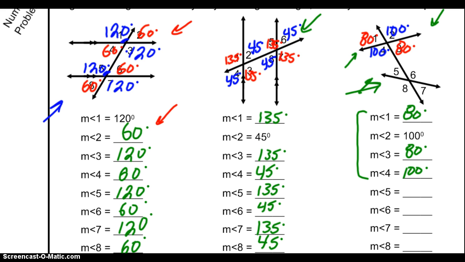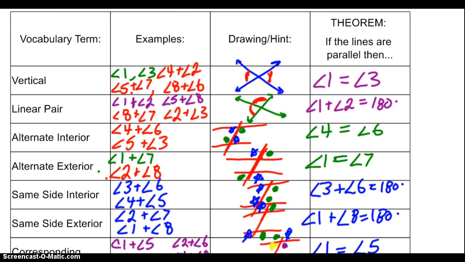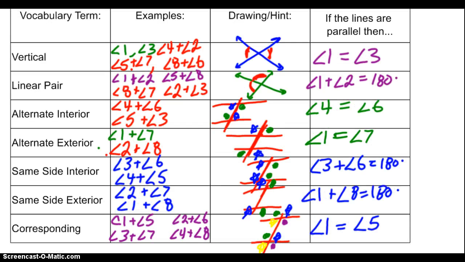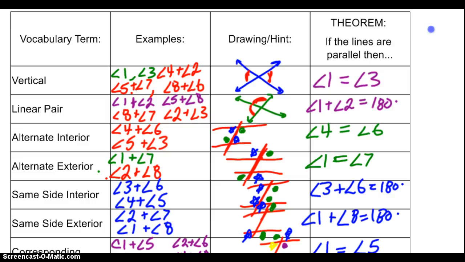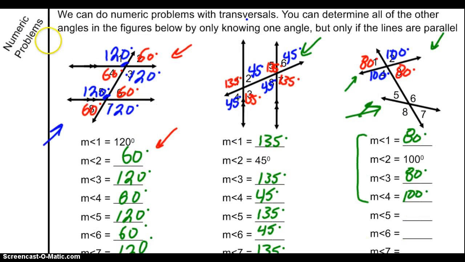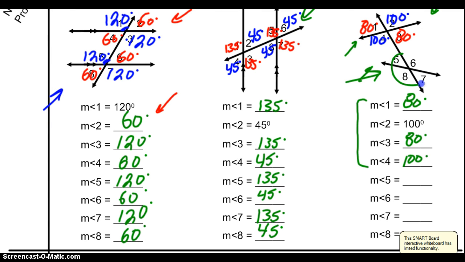That's because all the theorems that we learned on the previous page about alternate interior and corresponding only work if the lines are parallel. Since the lines here aren't parallel, you can't say anything about angles that are on a different intersection. So you just gotta leave those blank. Nothing we can put there.